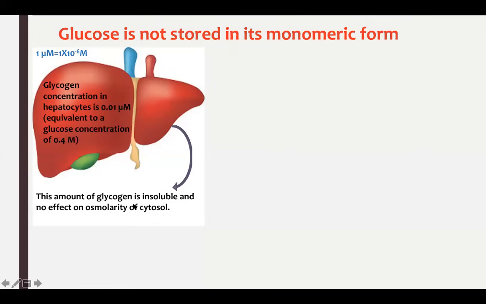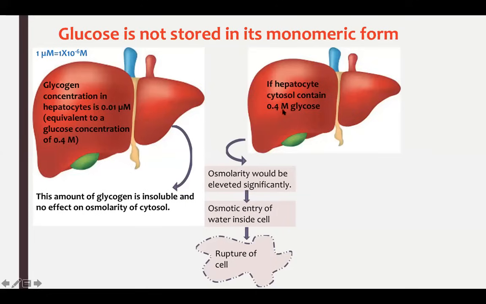Okay. So now, if the hepatocyte contains 0.4 mole of glucose instead of 0.01 micromole of glycogen, then the osmolarity would be elevated significantly, which I have already discussed, and that is why water molecules would enter the hepatocyte, and once the water molecules are inside the hepatocyte, the cell swells, and ultimately this causes lysis or rupture of the cell. Okay, so that is why glucose is not stored in its monomeric form, rather glycogen is stored inside the liver.